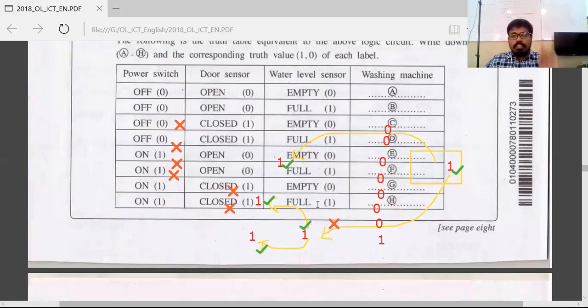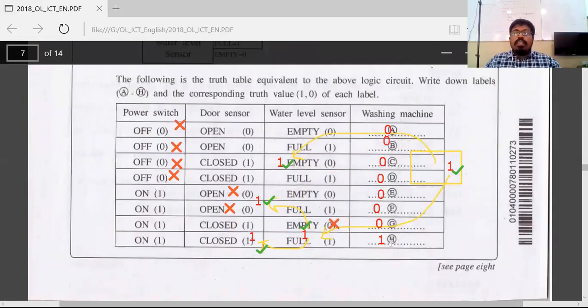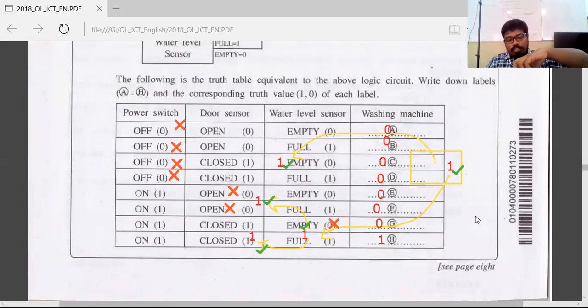Only one option is there. That's why only the last option, washing machine, will work. In all other conditions, washing machine will not work. Right? These things also I have sent in your group. So you can get the idea from these things and find out the proper answers. If you are having any doubts in the 2016, 17 and 18 papers, I will ask you tomorrow and discuss the questions again.